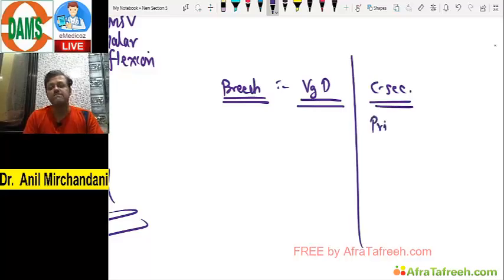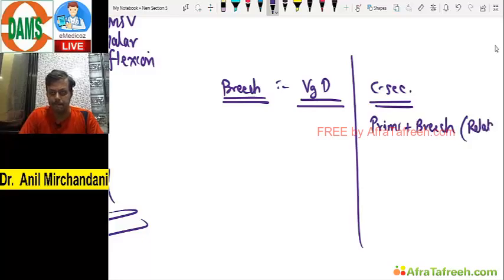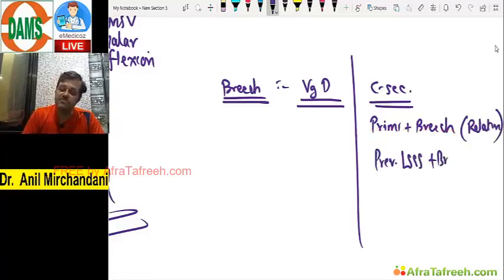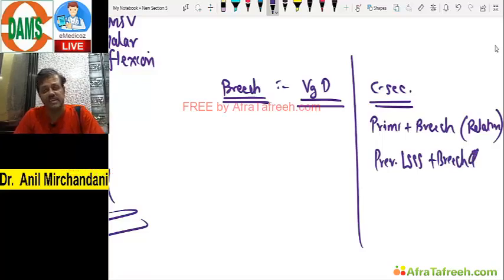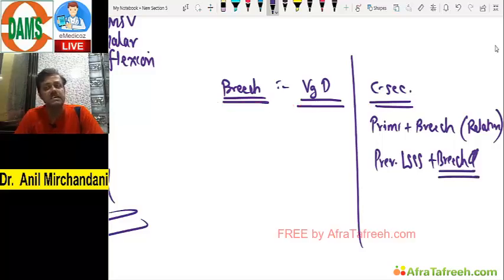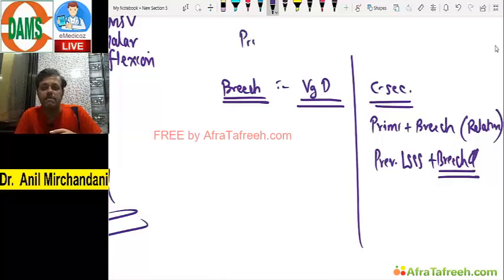If she is primi with breech, you better do cesarean section. It's a relative indication. If she has a previous LSCS with breech, you should do cesarean section. VBAC, vaginal birth after cesarean section, is not allowed in malpresentations. Previous LSCS plus breech, you should do cesarean section. Obviously, they are in labor.